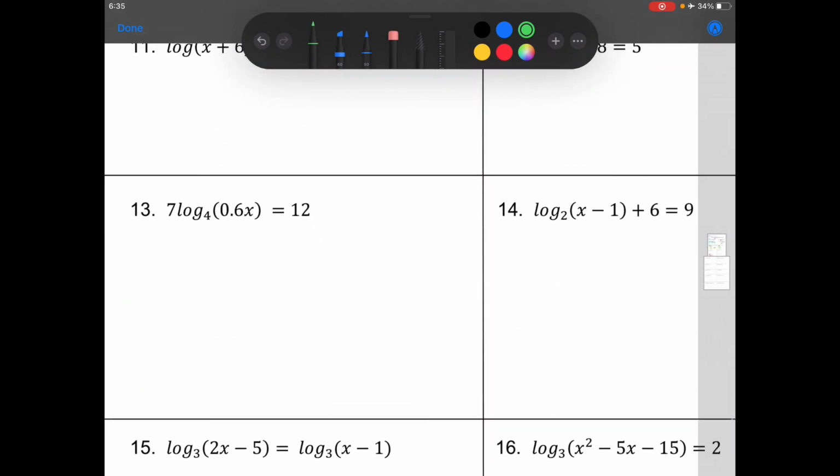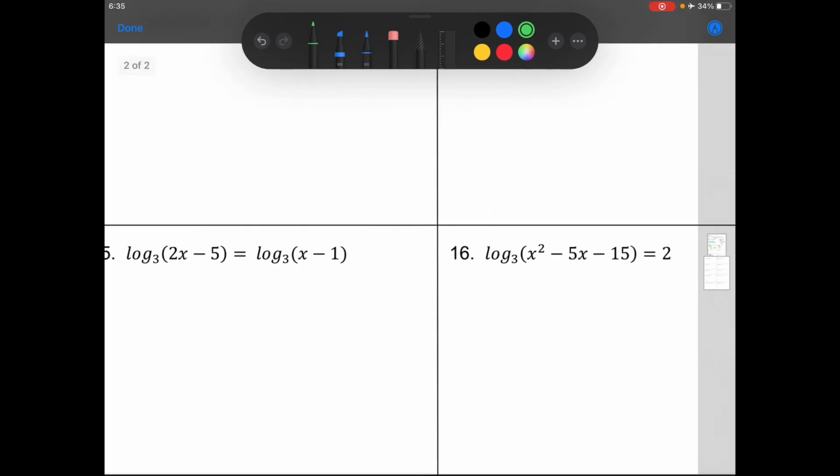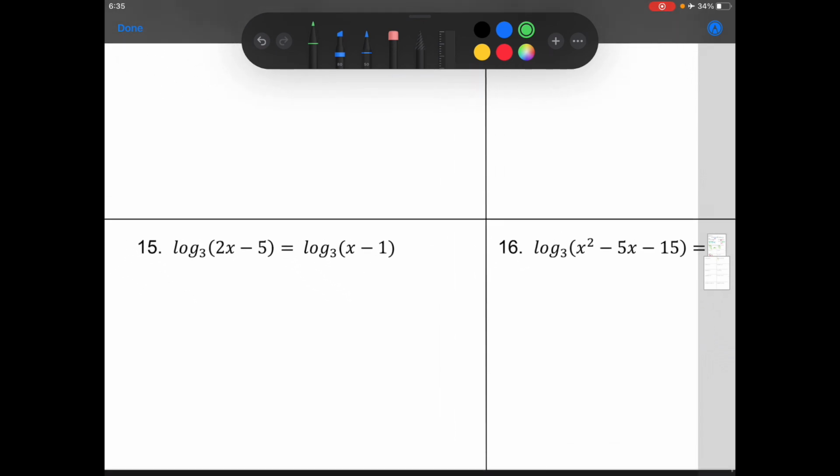Okay, I also wanted to do one last one. Number 15. Number 15 is when you see logs on either side of the equation. All you do is, what did we say? If you have log, the bases are the same, you can just cancel them and you're left with 2x minus 5 equals x minus 1. I just set it up for you. You can finish that. So finish the remaining questions. Good luck.